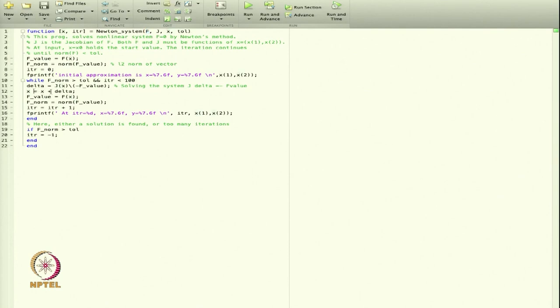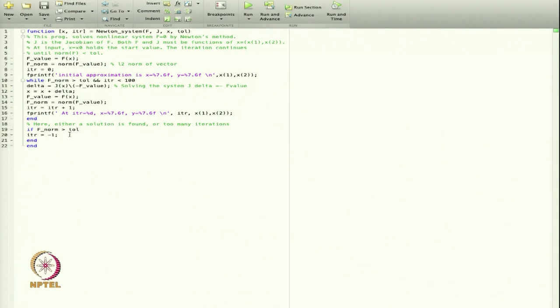Whatever the new x I am getting here, I will get the value of the function here. So, that is the f value, and the same one is the norm of that function. Now, I will increase the iteration by 1, and then I will print the root at each iteration. So, this will be written here and then it will be the end of this while loop.